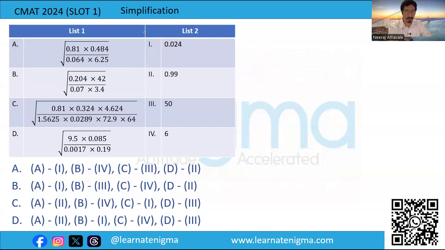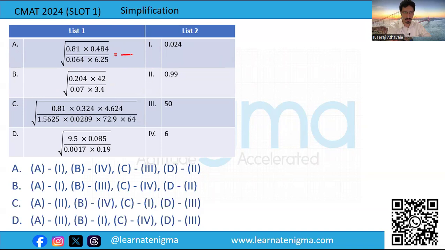Now, this is a simple question based on simplification. If you can see, we have to find out square roots, and basically it's a match the following question. Okay. So keep an eye on the options and then start solving. So let's solve the first one here.